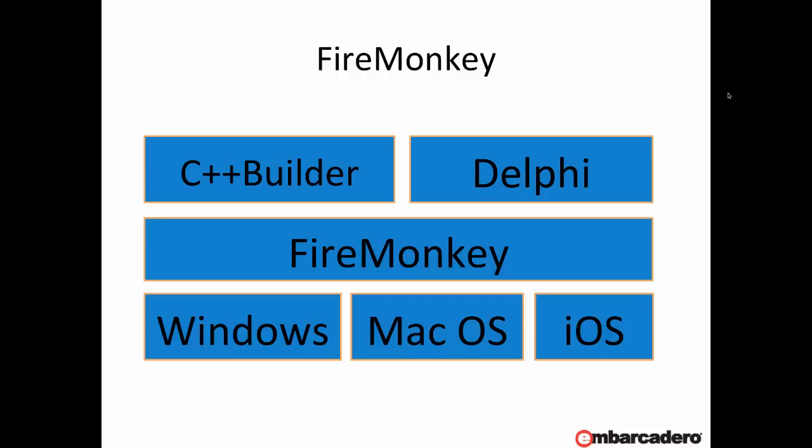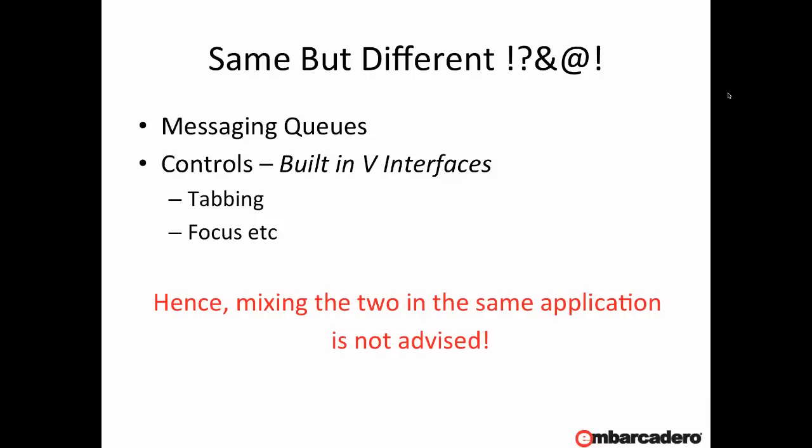Now, part of the FireMonkey framework is that a lot of the work that was originally done low down by Windows is now done by the FireMonkey engine. This means that although there's a lot of things that are very similar, we have a T button, a T edit, and so on, the messaging queues are completely different between the two frameworks. Also, the way the controls are built in with tabbing and focusing works in a very similar way to us as a developer, but is handled in a very different way. So hence, mixing the two in the same application is not advised as a way forward.